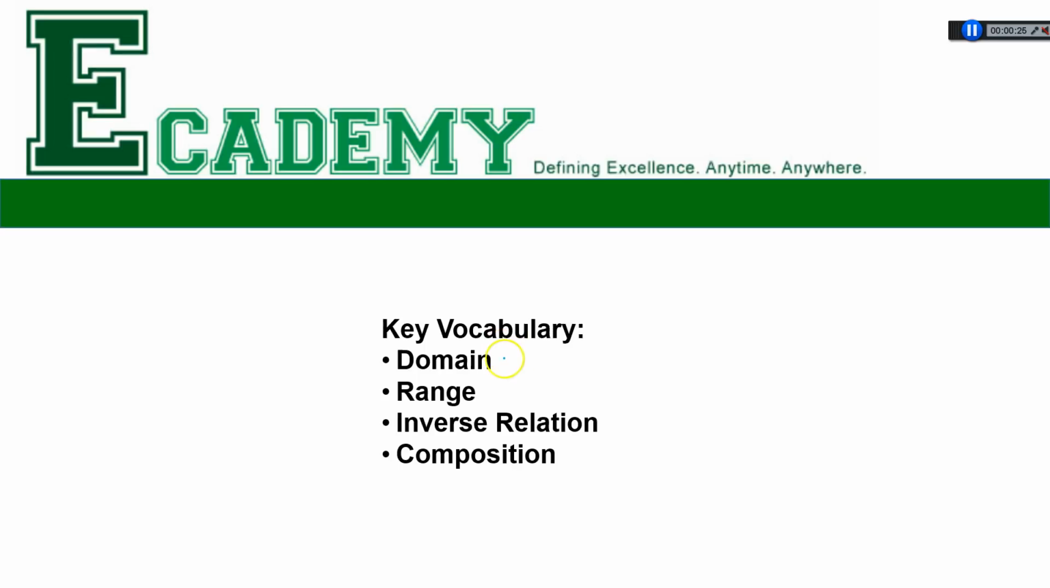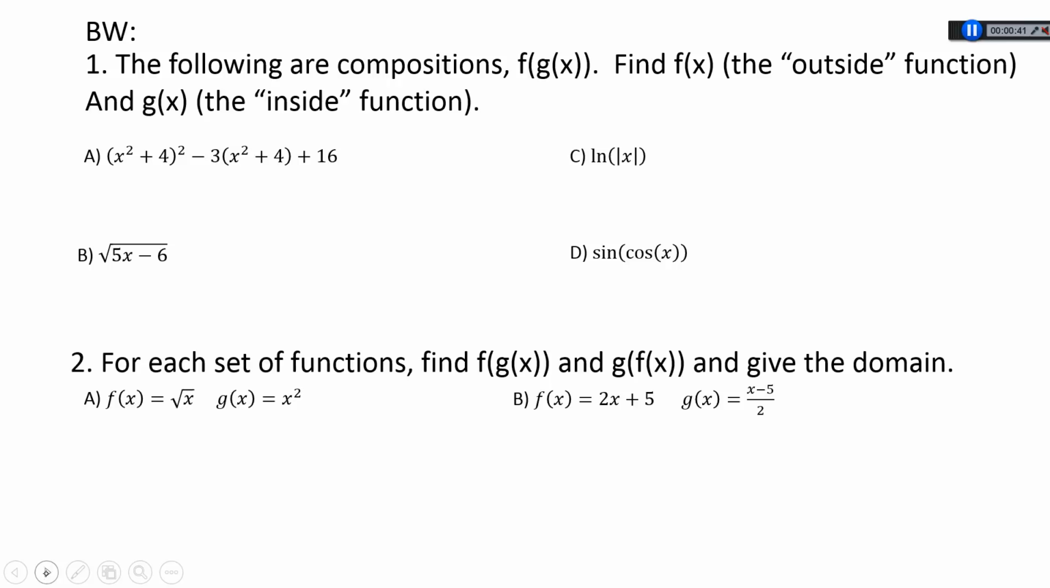So, key vocabulary: domain, range, inverse relation, and composition of functions. And I'm going to add to that list undoing. Kind of a weird vocab word, but we're going to be talking about it a lot. So, undoing: inverse functions that are undoing each other. So, let's take a look.